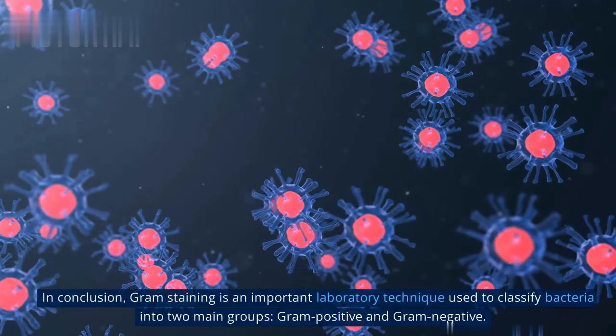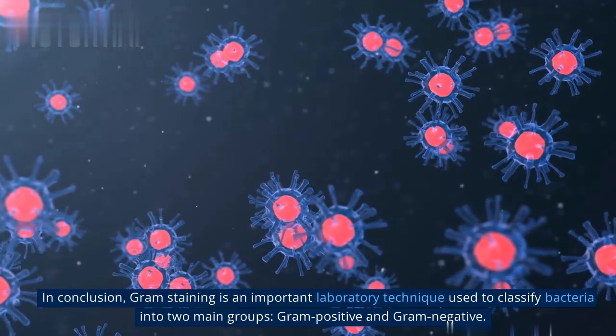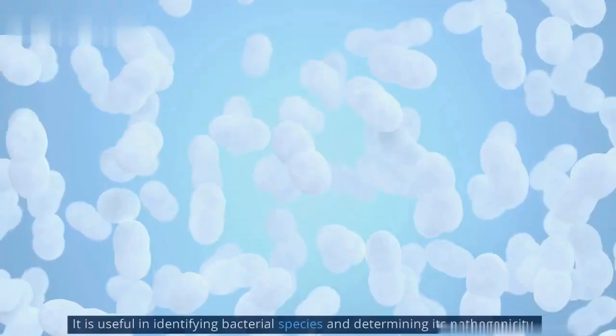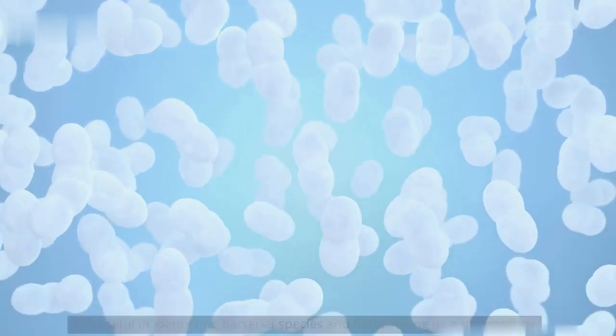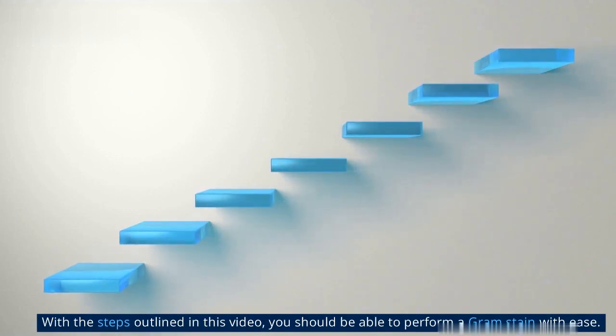species. In conclusion, gram staining is an important laboratory technique used to classify bacteria into two main groups, gram-positive and gram-negative. It is useful in identifying bacterial species and determining its pathogenicity. With the steps outlined in this video, you should be able to perform a gram stain with ease.